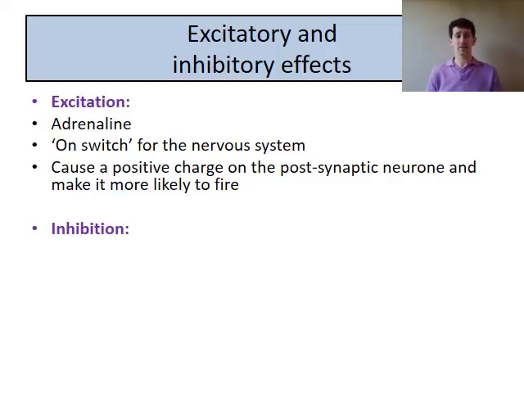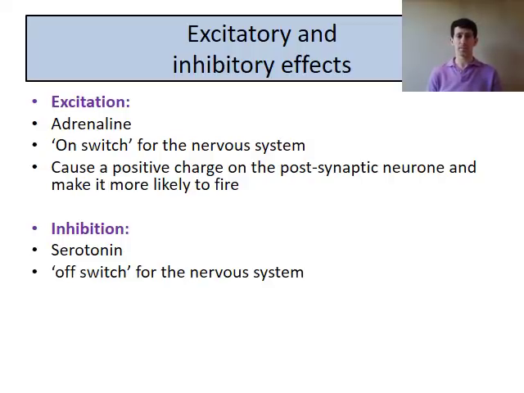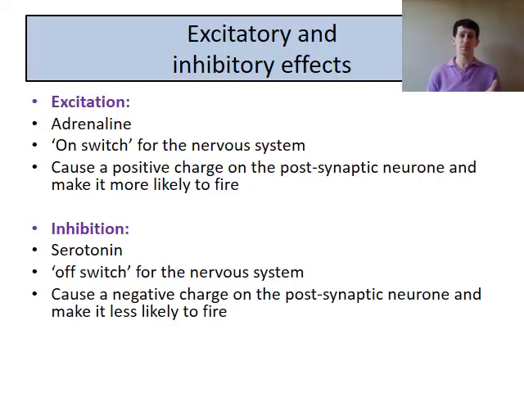On the other hand, some neurotransmitters can bring about inhibition. Inhibition might be linked to neurotransmitters such as serotonin. And what these do is basically switch off the nervous system. So they cause a negative charge on the postsynaptic membrane. So serotonin lands on the receptors, it causes a negative charge this time, and sometimes that will mean it's less likely to fire and continue the impulse on.